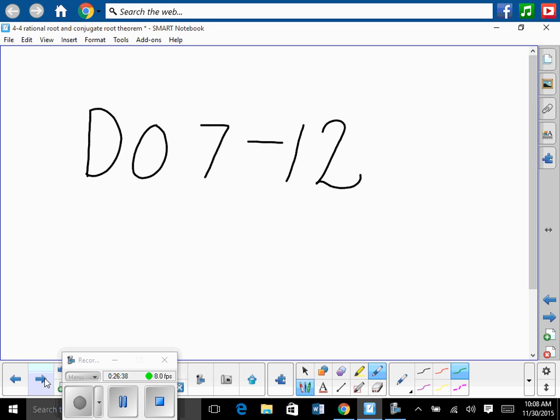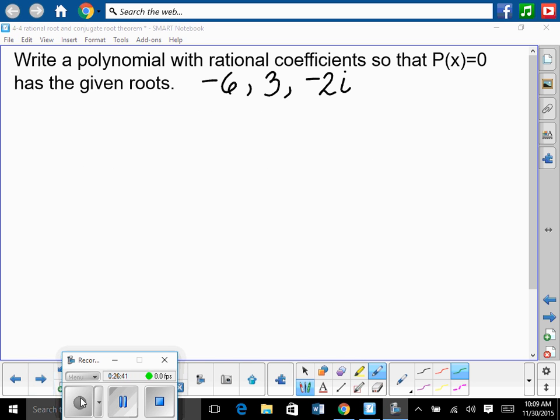Okay, so do problems 7 through 12. Ready? Okay? So guys, here we go. Everybody pay close attention. It says, write a polynomial with rational coefficients so that p of x equals 0 has the given roots. So we have these 3 roots, but we might have more than these 3 roots. It depends. Do we have an imaginary root?